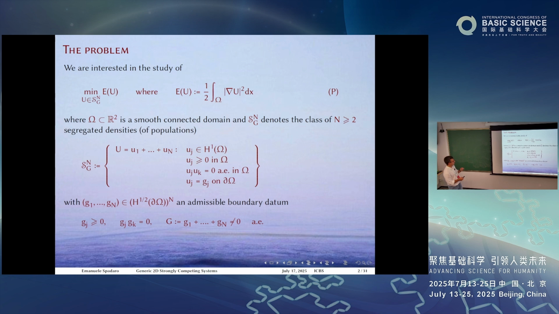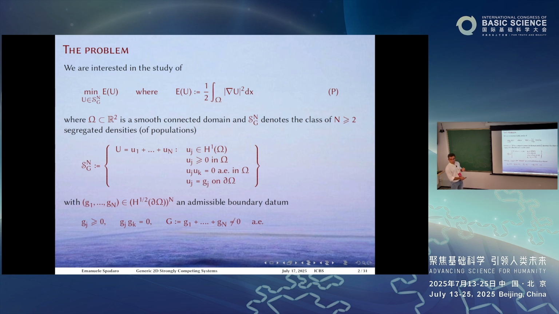So the problem is a system of PDEs coming from variational models. The model now is to minimize the Dirichlet energy. We are on a two-dimensional domain, say smooth, connected, and the important part is the class of functions where we do minimize. This class of functions can be described as follows. It can be written as the sum of n H1 functions, so Sobolev functions in the two-dimensional plane.